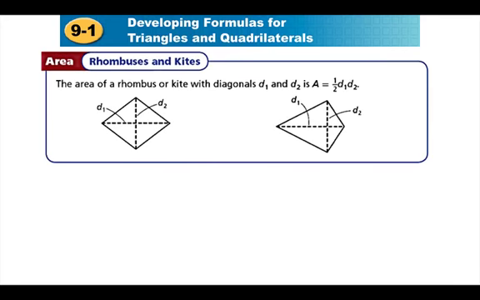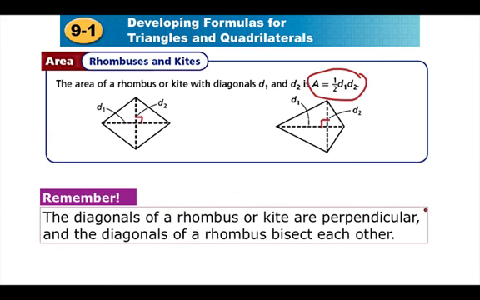The area of the rhombus or kite with diagonals D sub 1 and D sub 2 is given by that. So for these two shapes, for the rhombus and the kite, we actually have the same formula, which is what you see here. Remember, these are diagonals. And you know that these are 90-degree angles. We have talked about that. Okay, let's move on to the next slide.